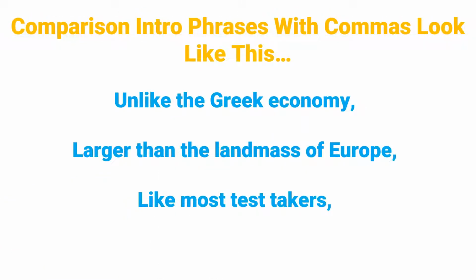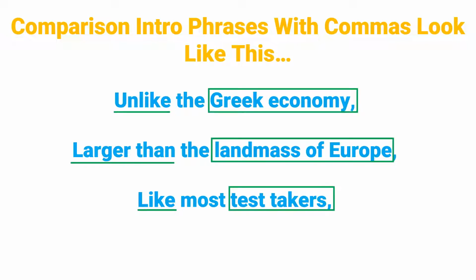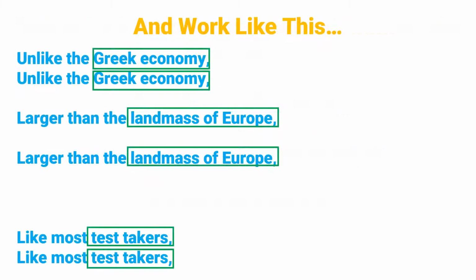Comparison intro phrases with commas look like this. Unlike the Greek economy, comma, larger than the landmass of Europe, comma, like most test takers, comma. They always have these two elements. First, they have a comparison word or phrase: unlike, or larger than, or like. And they will also tell you exactly what you're comparing: the Greek economy, the landmass of Europe, or test takers. So the trick is, we need to be comparing in a ridiculously strict sense, apples to apples, and we want whatever we're comparing to come right after the commas.